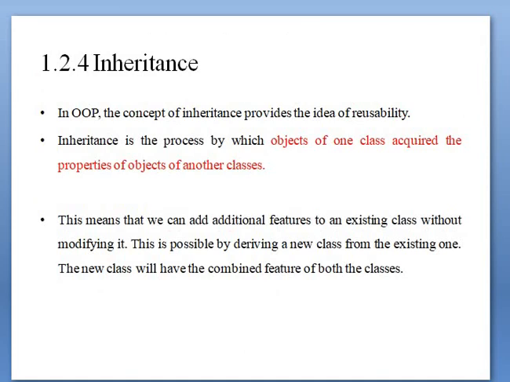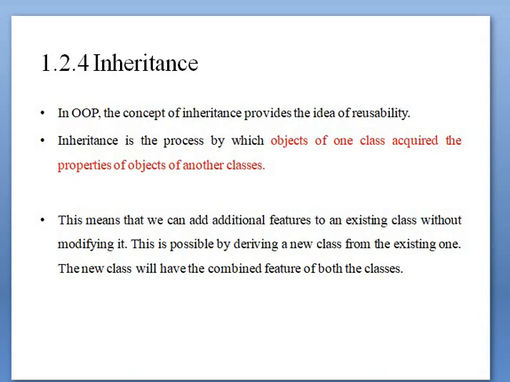Now the next point, that is inheritance. The ability of object of one class to acquire the properties of object of another class is known as inheritance. In object-oriented programming, the concept of inheritance provides the idea of reusability. Means inheritance is the process by which objects of one class acquire the properties of the object of another class.